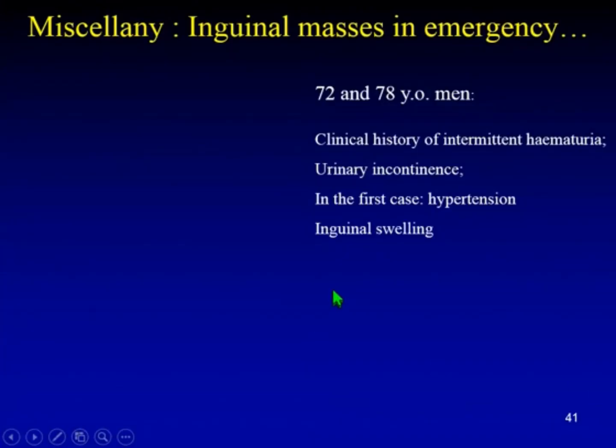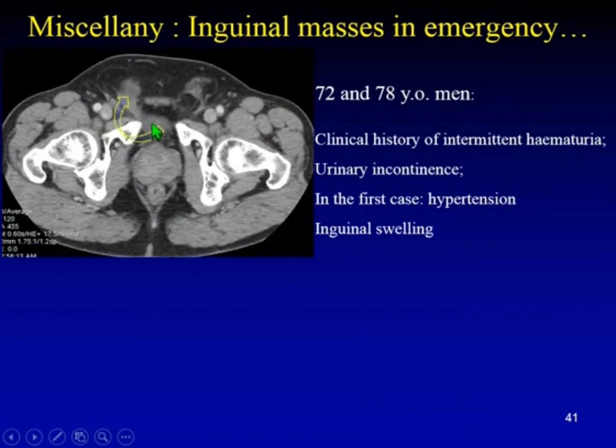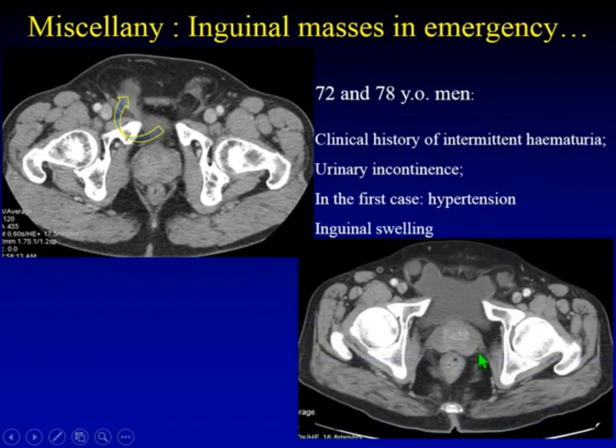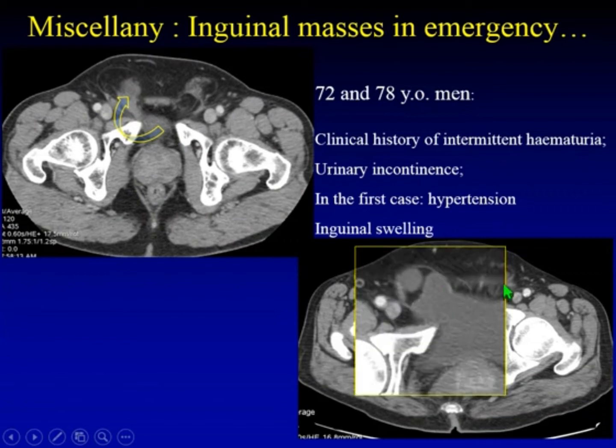Just a few miscellany to speak about: not so frequent but misconsidered pathology of urologic origin. Two men with urinary symptoms, intermittent hematuria, urinary incontinence, inguinal swelling. This is the reason for the right inguinal swelling of the first patient, a bladder hernia, or both hernias on both sides. This is a spermatic cord.